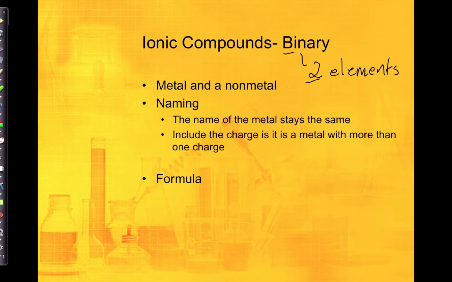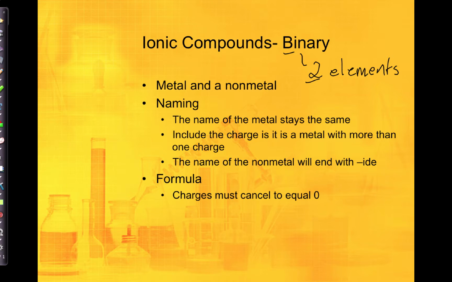If it is a transition metal, or basically if it's a metal that has more than one charge, you have to include the charge in the name. You have to indicate whether it's copper 1 or copper 2. You have to do that, otherwise the person who gets it won't be able to write the formula. The nonmetal, the ending is going to change to -ide. Now, when you're writing the formula, the charges have to cancel to equal 0. You can use something called the Crisscross Method, but you need to make sure the charges at the end equal 0. The cation, which is the metal, or the positive ion, is always first, always and forever.